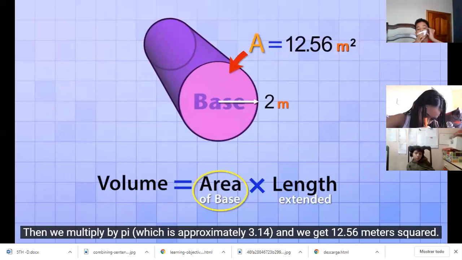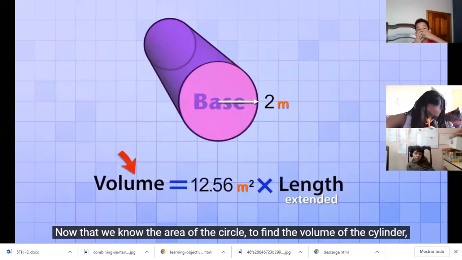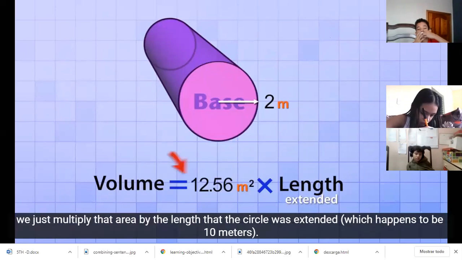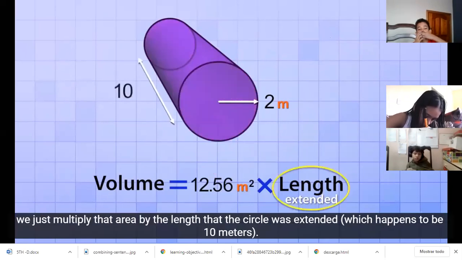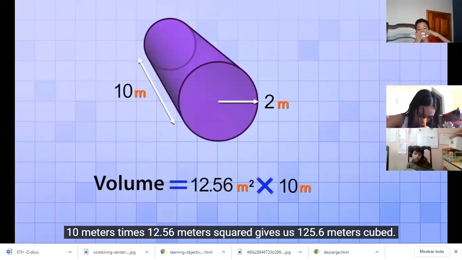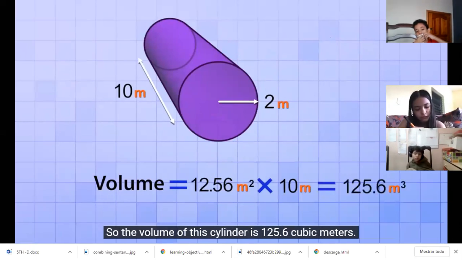Now that we know the area of the circle, to find the volume of the cylinder, we just multiply that area by the length that the circle was extended, which happens to be 10 meters. 10 meters times 12.56 meters squared gives us 125.6 meters cubed. So the volume of the cylinder is 125.6 cubic meters.